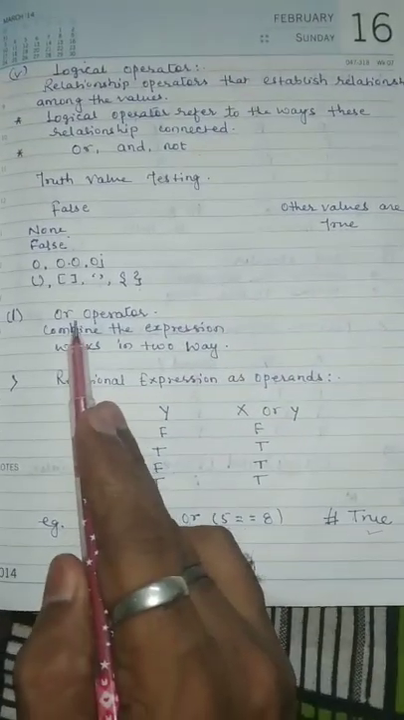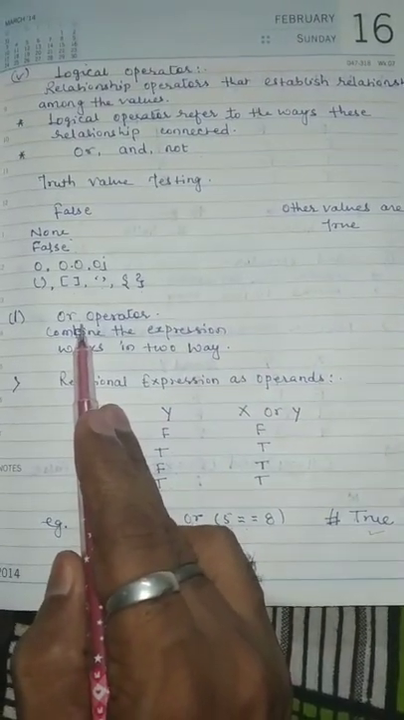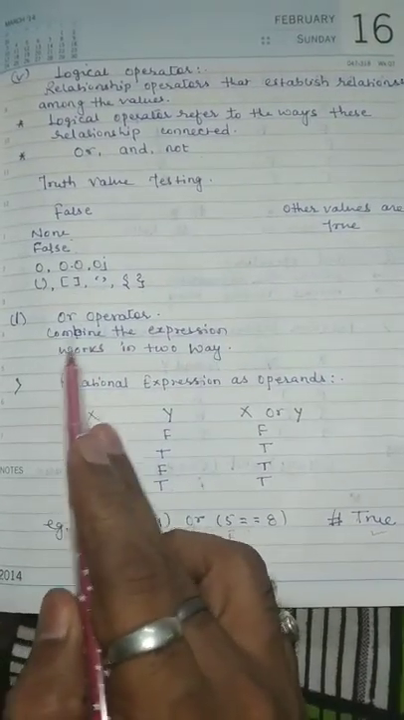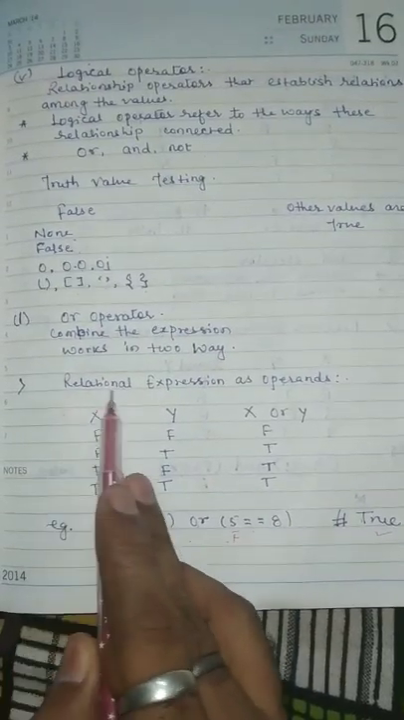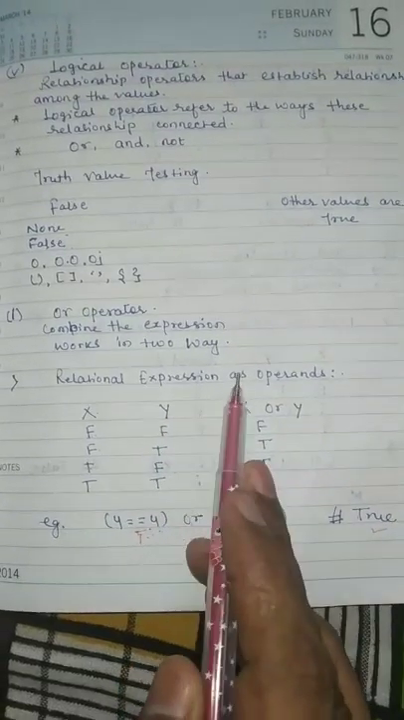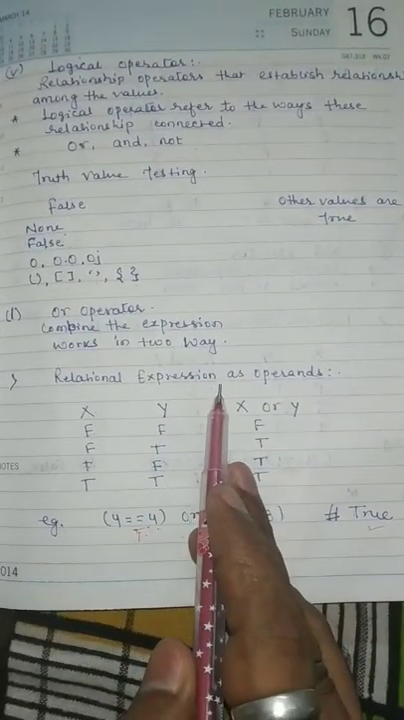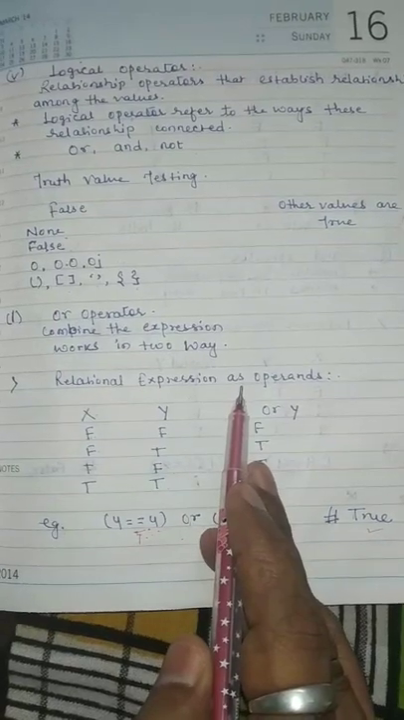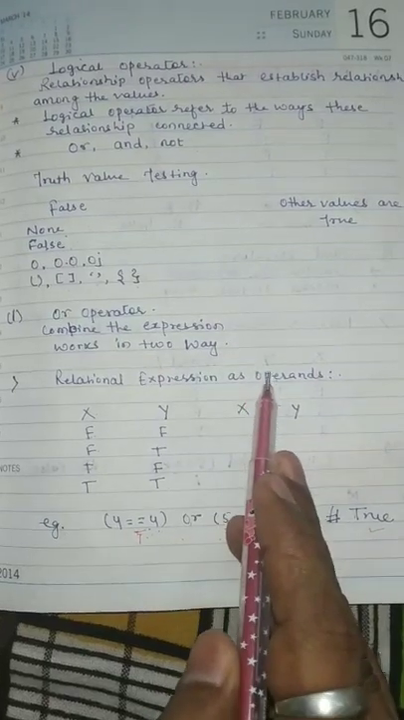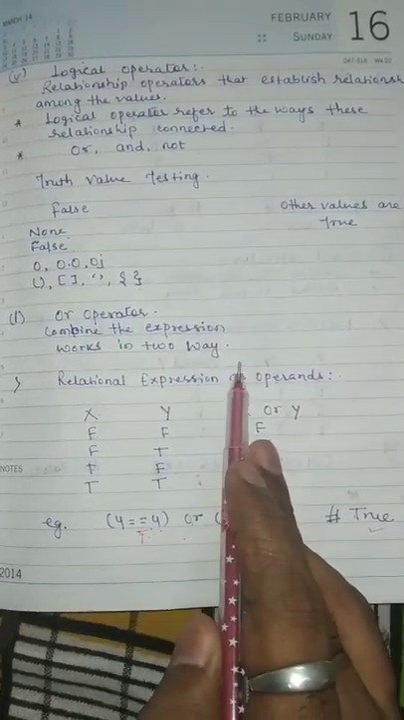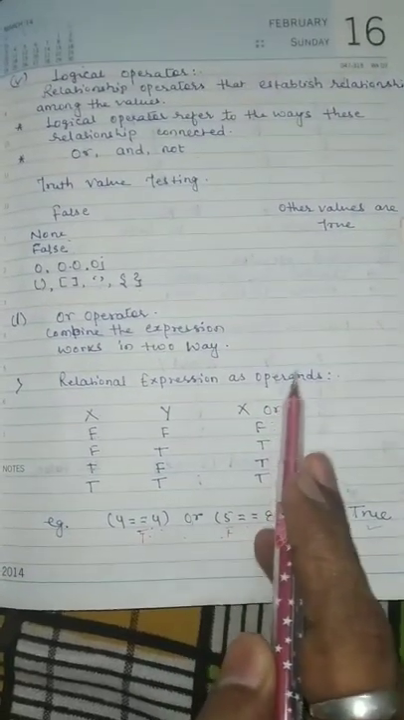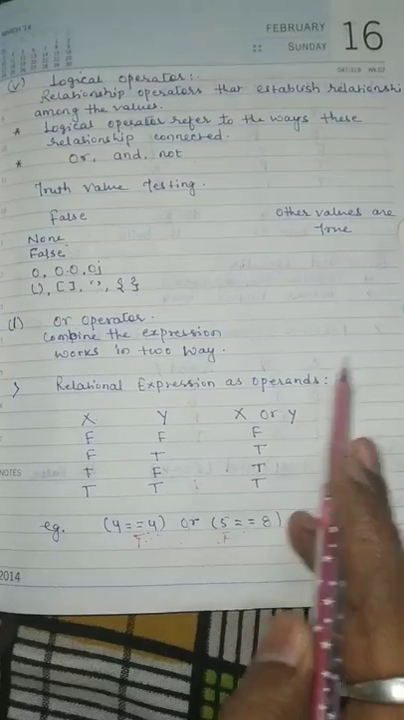The first type of logical operator is the or operator. It is responsible for combining expressions, and it works in two ways. The first way is relational expressions as operands. We can understand this with an example: I am in an exam center and one paper has come. I am going to solve the paper, and one question is optional, meaning the first or the second question, and the question is scoring 5 marks.